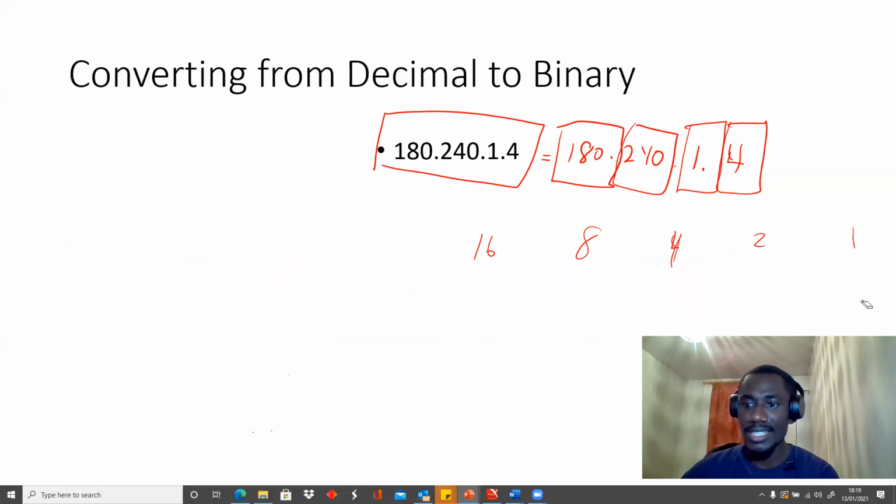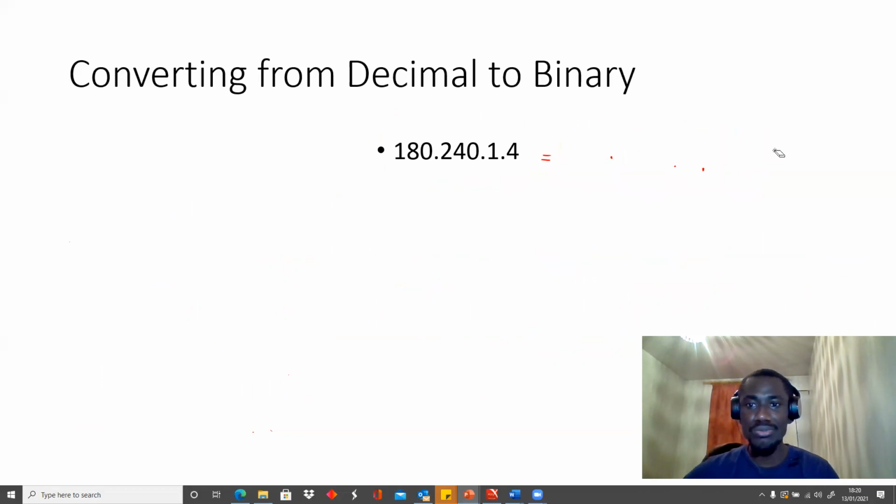So let's take this example one more time, but this time around, we're going to do everything on one line. This is what the computer will be seeing. We'll be seeing 32 numbers. This is 8 zeros and ones, another 8 zeros and ones, another 8, and the final 8 zeros and ones. So we have 32 numbers. Let's start with the first one. So we'll say 128, 64, 32, 16, 8, 4, 2, 1.